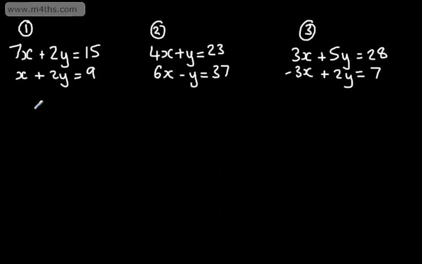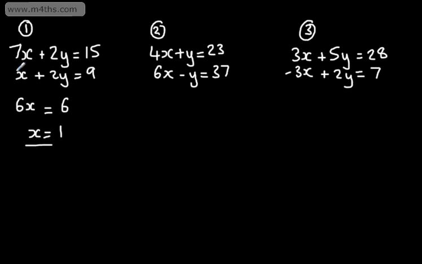So we can see now that we've got 7x plus 2y is 15, x plus 2y is equal to 9. We've got the y's the same, so we're going to eliminate the y. The sign in front of them is the same, so we simply need to subtract. So what we're going to have is 7x minus 1x, which is going to give us 6x. We're going to have 15 minus 9, and that is going to give us 6. So 6x is equal to 6, and 1x is equal to 1, or x is equal to 1.